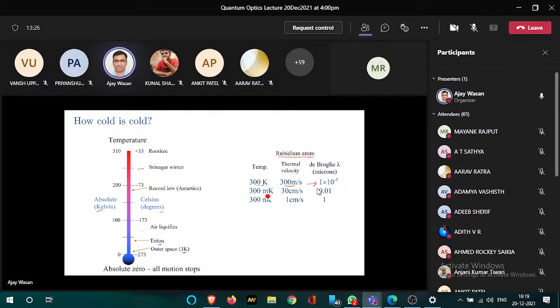And if I reduce the temperature up to here, 300 millikelvin, then the corresponding velocity will be this, and the corresponding wavelength will be this. This is microns I'm talking about here. If I go to a lower temperature, we are reaching 1 centimeter per second thermal velocity, and the corresponding de Broglie wavelength will be around 1 micron. And people have reached up to picokelvin also.